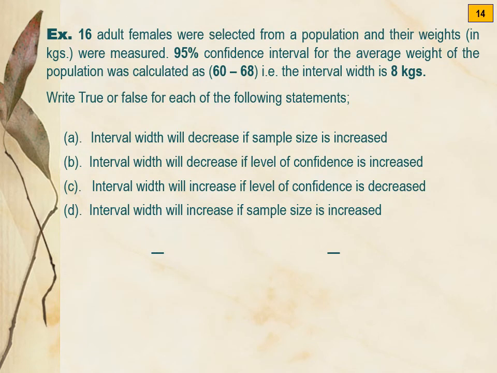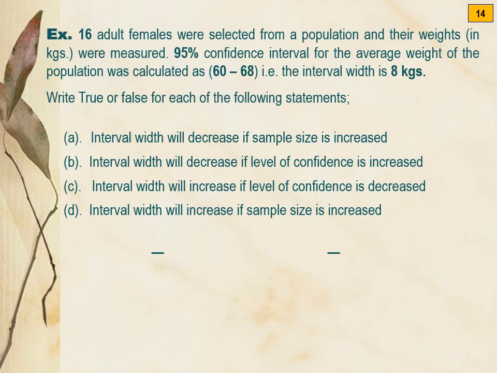Slide number 14. You are given that 16 adult females were selected from a population, and their weights in kgs were measured. The 95% confidence interval for the average weight of the population was calculated as 60 to 68. That is the interval width. Width is the upper limit minus lower limit, which is 8 kgs. Write true or false for each of the following statements.